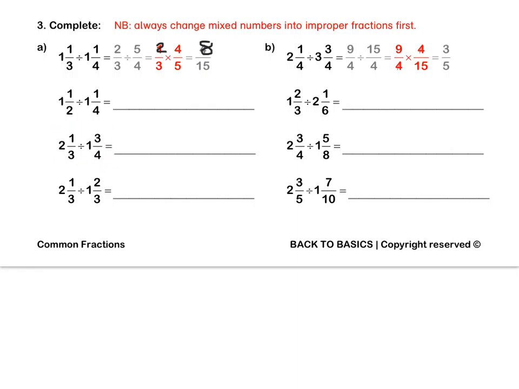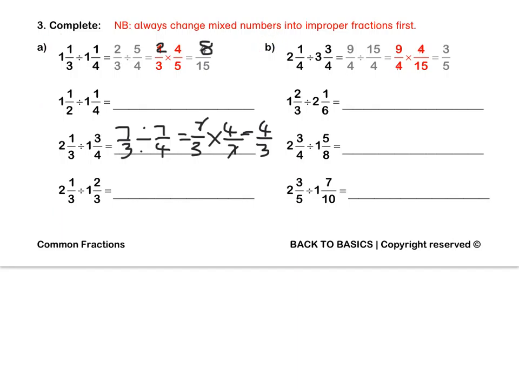Let's do this one together. 2 1/3 is equal to 7/3 divided by this mixed number, which is equal to 7/4 as an improper fraction. Then we change it into a multiplication sum, so we times by 4 over 7. Simplifying the sum, and the final answer is 4/3. Press pause to complete question A.